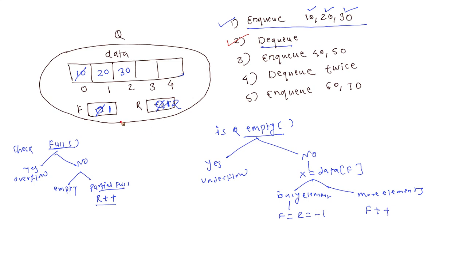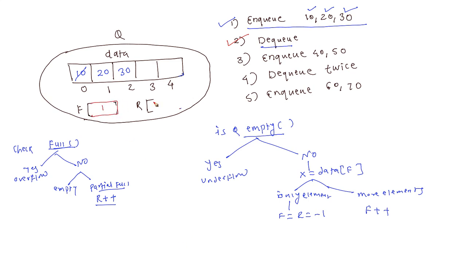The DQ operation is done. So far, this is the situation of the queue. F is 1 and R is 2. Let me clearly write this: F is 1 and R is 2. So this is the situation of the queue so far.